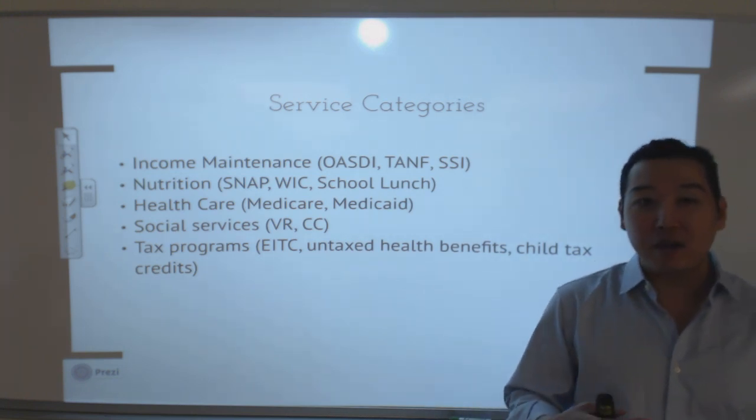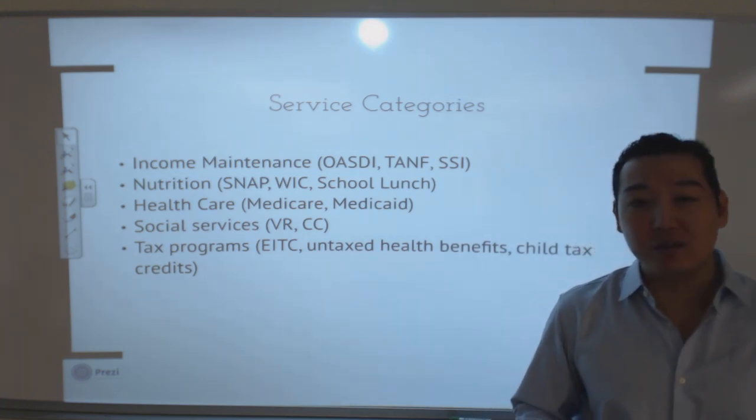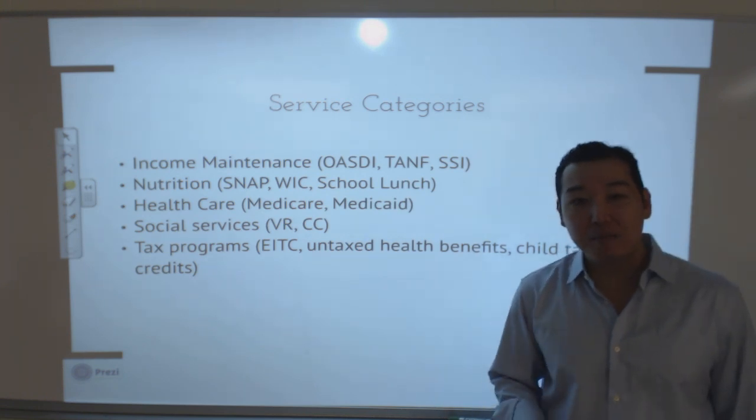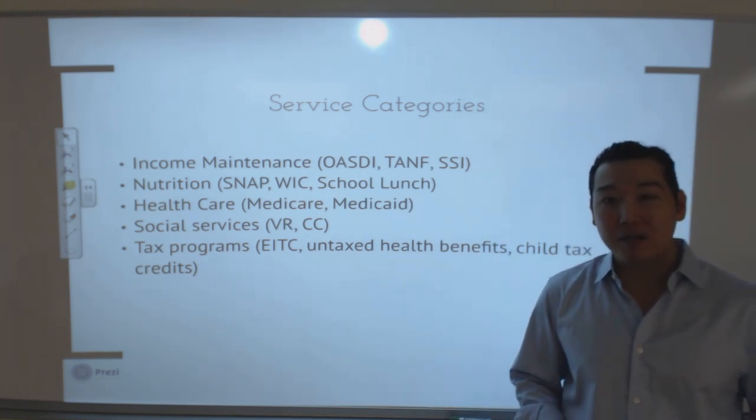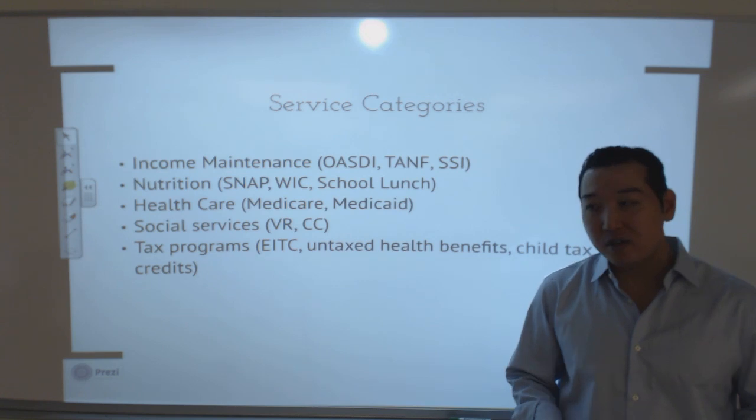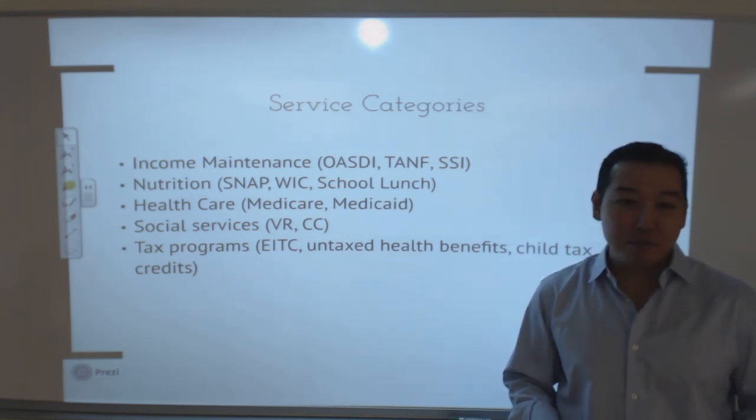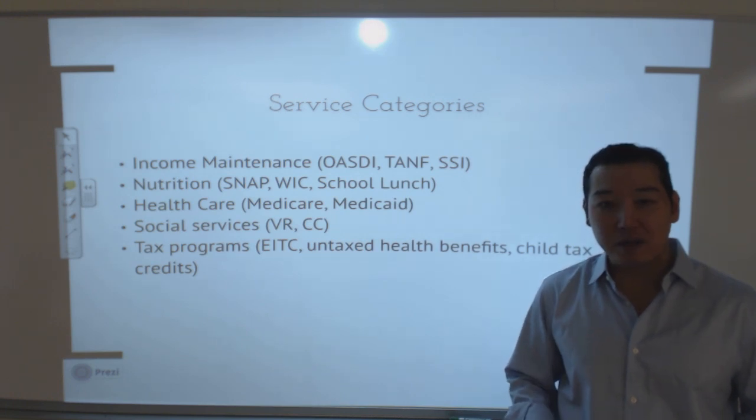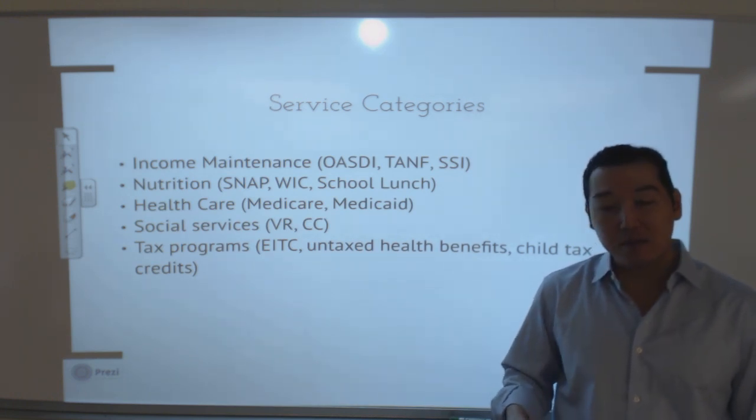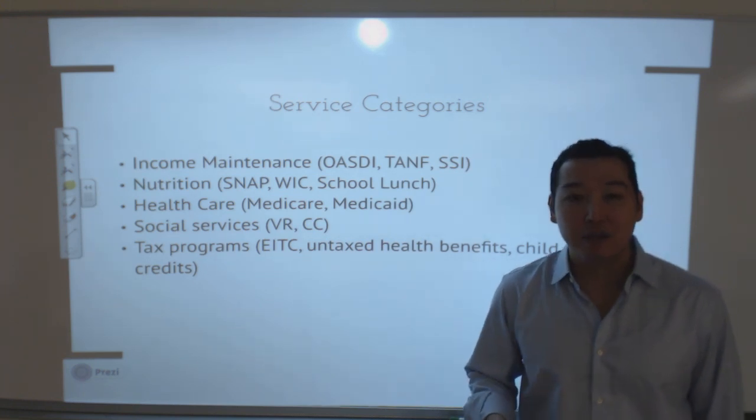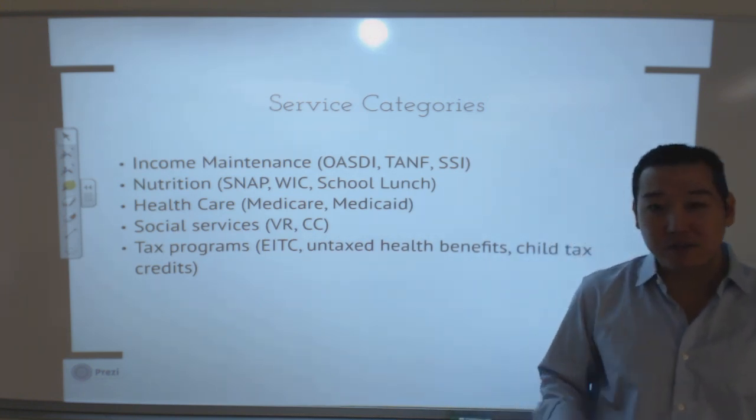Some programs provide health care, or more specifically, health insurance coverage. Our Medicare and Medicaid programs provide health insurance coverage to the beneficiaries, and so we can classify on that basis. And then some programs provide social services, generally speaking. So vocational rehab might be considered one example, or community counseling. Community counseling programs provide social services.